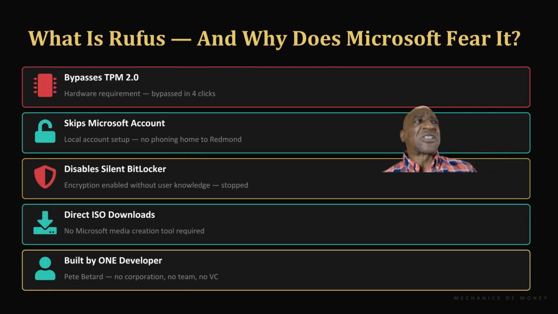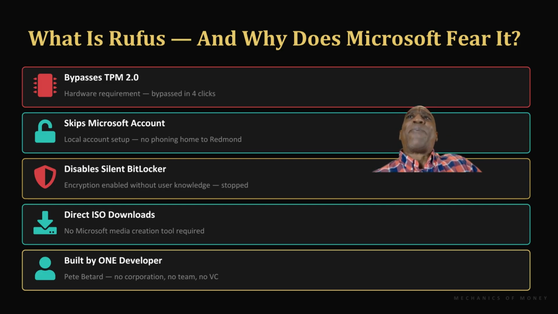Okay, first we talked about scope. We talked about scope with Rufus. So let's talk about perspective, right? To understand the controversy, we need to understand Microsoft's hardware requirements, right? So let's talk about that. So what does Rufus do?